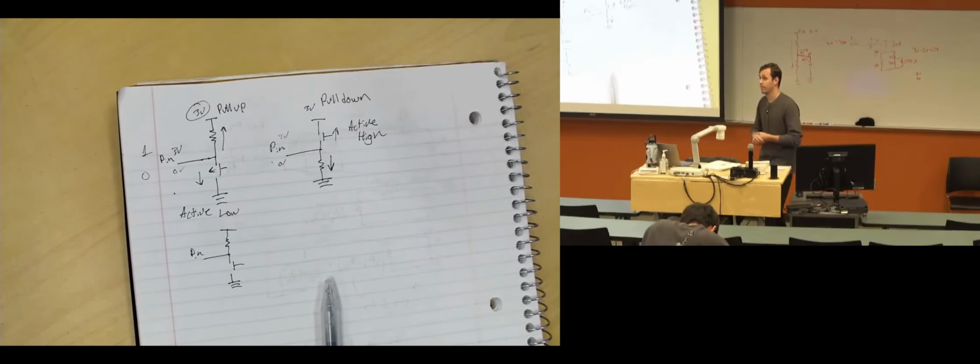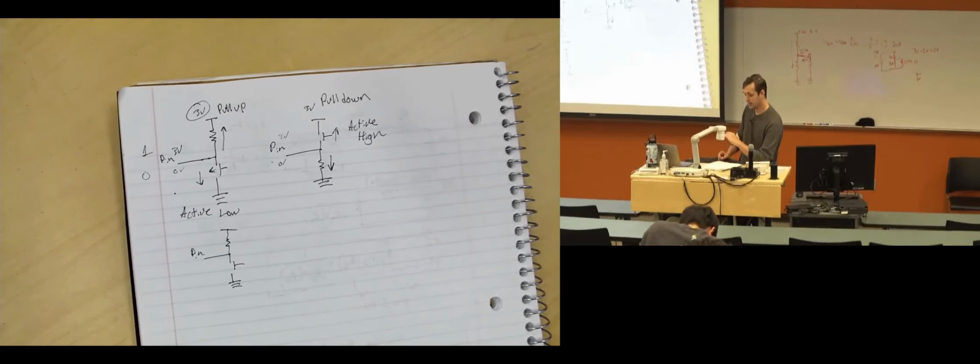Could you explain how we see if it's a pull up or pull down resistor? For example, if in the exam it gives you a circuit diagram and lets you determine if it's a pull down or pull up, how would you do that? Yeah, so exactly what I said.